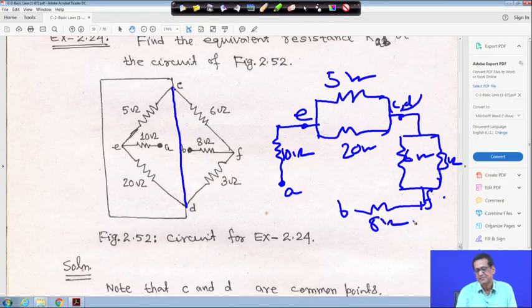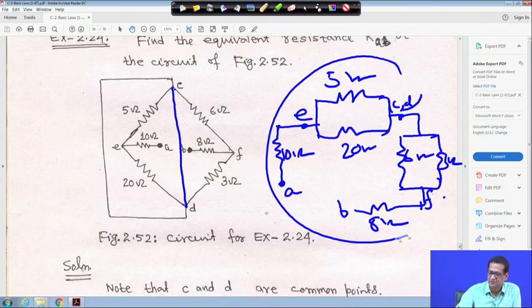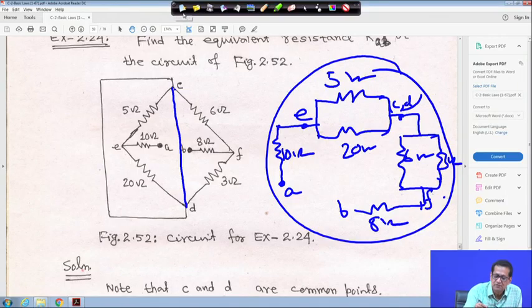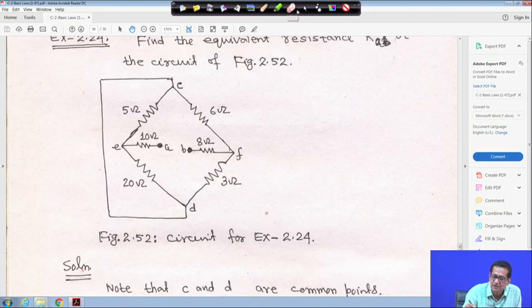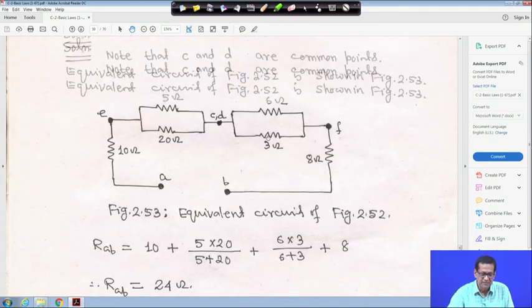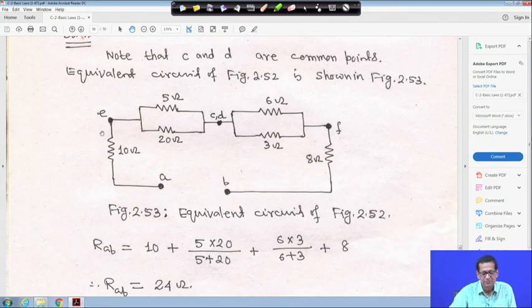So, this is actually a series-parallel combination of the circuit. The whole circuit I have drawn on the next page, so let me clean it. That is why I have made it A to E 10 ohm, then 5 and 20 are in parallel, C and D is a common point, 6 ohm and 3 ohm are in parallel, and 8 ohm. This is the equivalent circuit. So, find the equivalent R_AB.